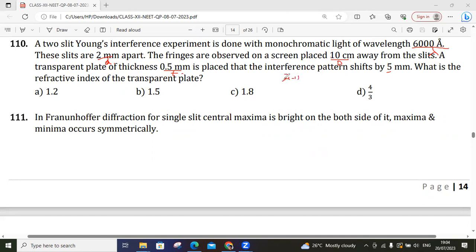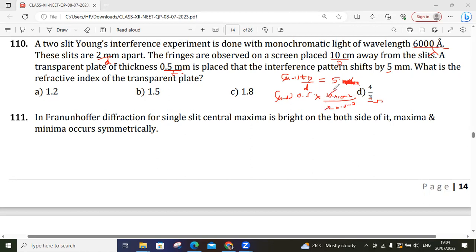So shift is equal to (mu minus 1) into t into capital D by d. This shift is given as 5 mm, and the thickness of the plate is 0.5 mm. So (mu minus 1) into 0.5 mm, into capital D, which is given as 10 centimeter, 10 into 10 power minus 2, divided by small d, which is 2 mm, 2 into 10 power minus 3, is equal to 5.